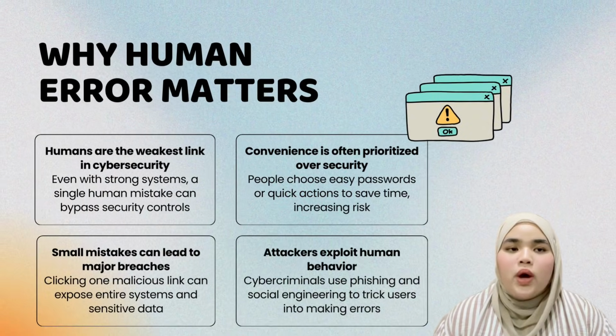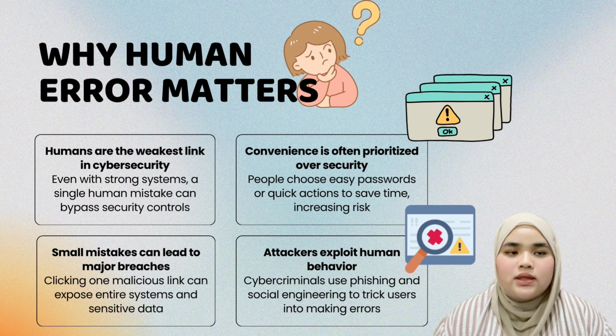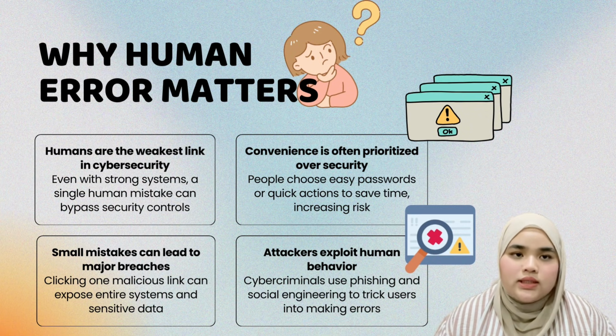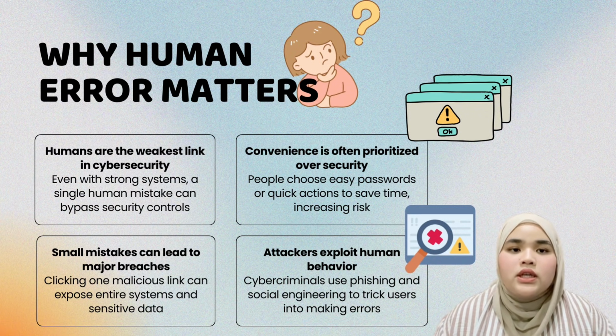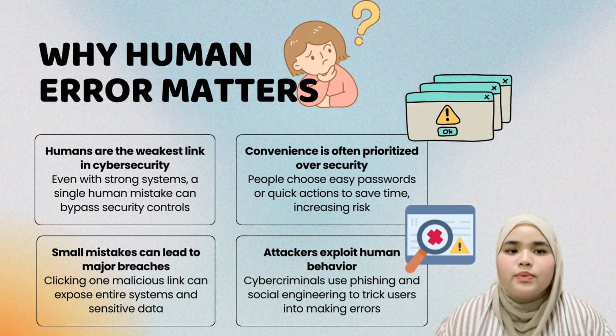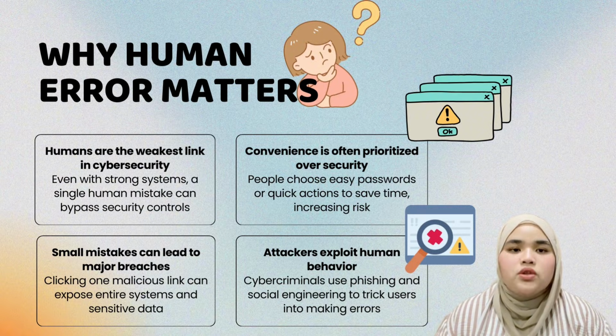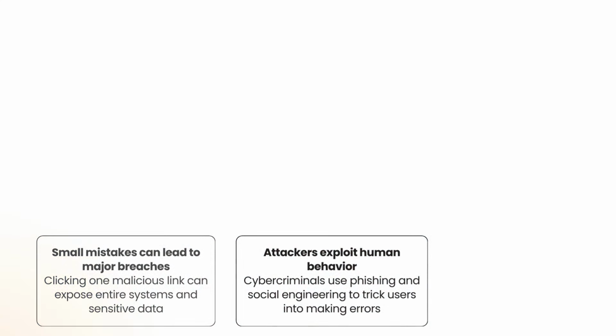Now, I will talk about why human error matters. Human error is a major factor in cybersecurity incidents. Even when organizations use strong security systems, humans are often the weakest link. Many people prioritize convenience over security, such as using simple passwords or rushing through tasks. A small mistake, like clicking a malicious link, can bypass security controls and cause serious damage. Attackers are aware of this and often exploit human behavior through phishing and social engineering.